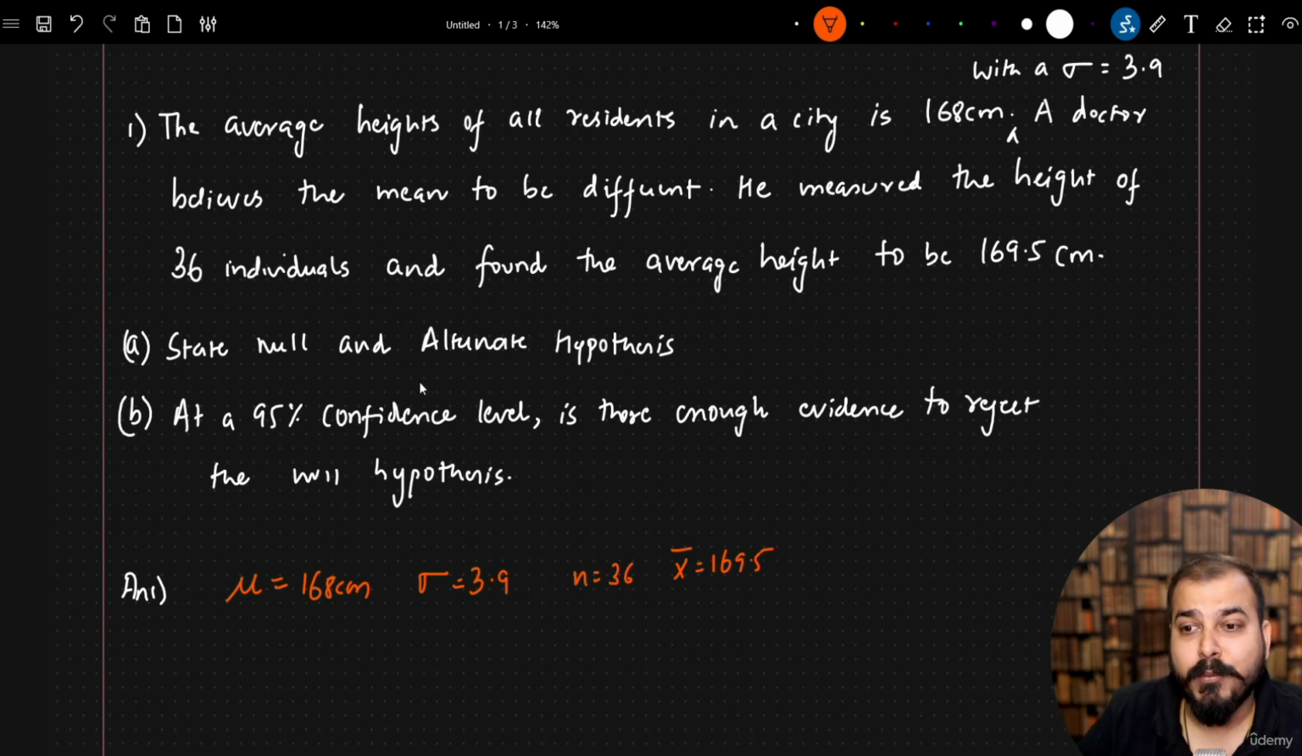Now the first statement with respect to the hypothesis testing is to state the null and the alternate hypothesis. And the second question is: at a 95% confidence interval, is there enough evidence to reject the null hypothesis? Okay, so this is what we are going to check.